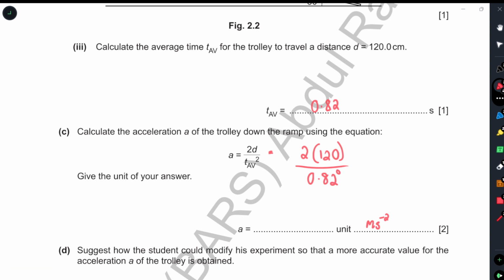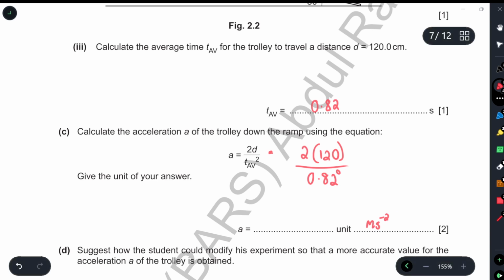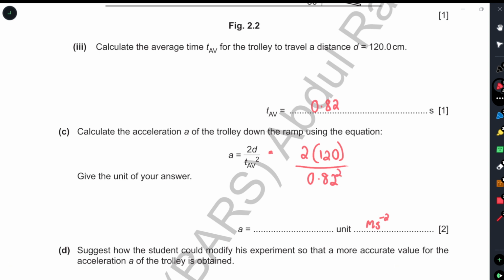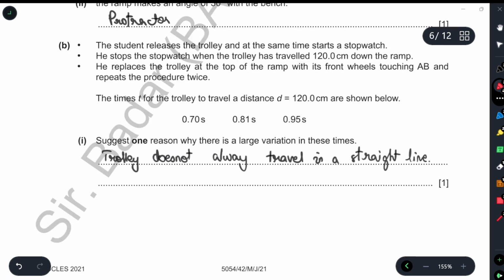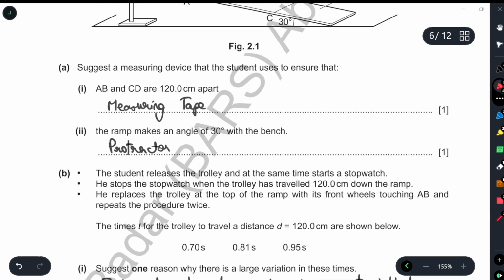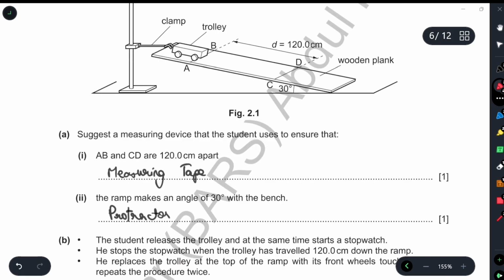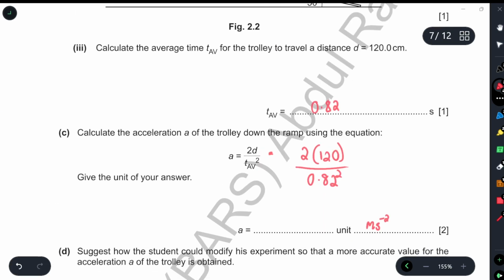Now here your answer will be approximately how much. Alright, so this right here is going to be 0.82 squared. I'm going to use a calculator here to figure this out. So it's going to be 240 divided by 0.82 squared. Okay, so it's going to be 356.9. Let's see, my answers are in how many significant figures. So my answers are in 2 significant figures, so I'm going to use 2 significant figures as well.